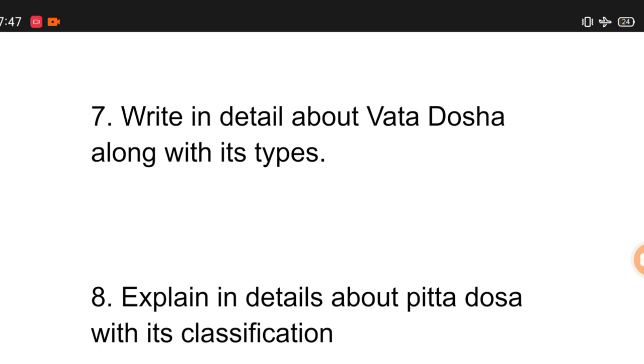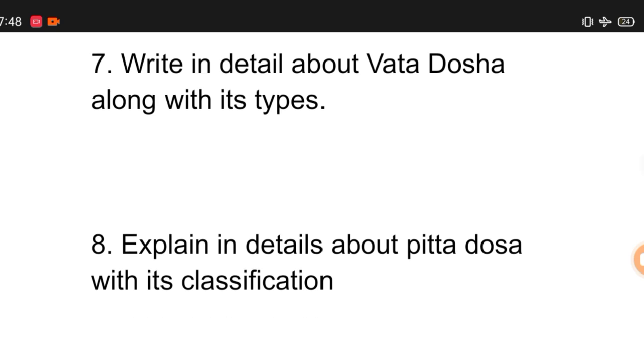If some pages are remaining, or if you can't memorize or remember, then write the modern correlation: how the movement occurs in our body, like the circulation of blood happens because of Vata dosha. Like that you have to explain. Or, when you are writing the Nirukti, write 2 or 3 Niruktis as much as possible.